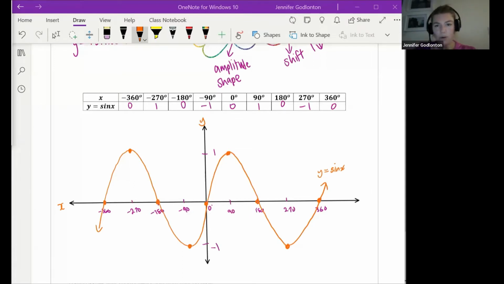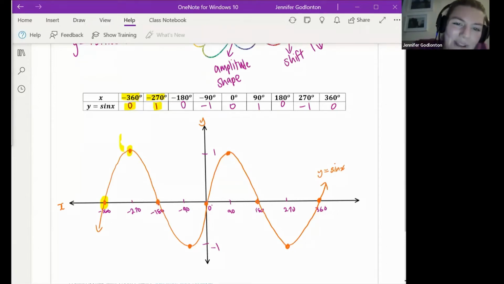Okay, so all we've done at this point is we filled in our table by using our calculator. So we got these values by using our calculator, and then we plotted them as a point. Don't panic, Josh. So at negative 360, our y value was 0, so that would be that point over there. At negative 270, our y value was 1, so it's over there.